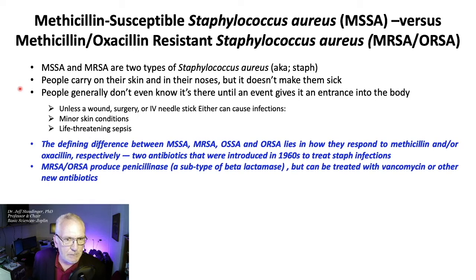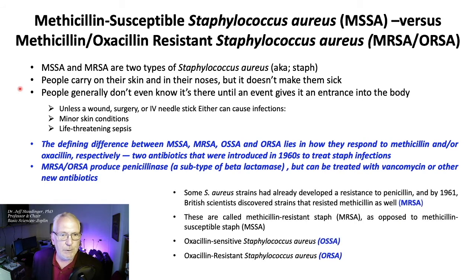The defining difference between MSSA, MRSA, OSSA, and ORSA lies in how they respond to methicillin and/or oxacillin respectively, 2 antibiotics that were introduced in the 60s to treat staph infections. MRSA and ORSA produce penicillinase. It's a subtype of beta-lactamase, but can be treated with vancomycin or other new antibiotics.